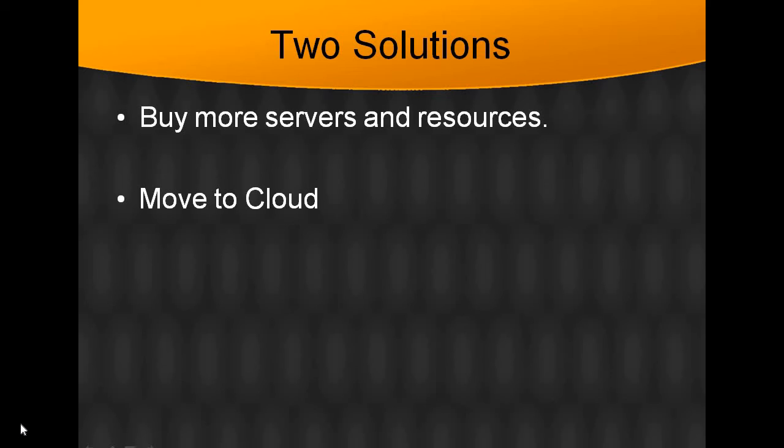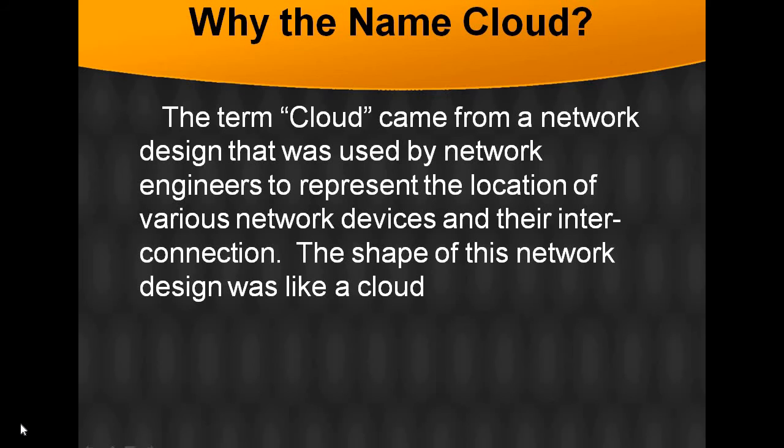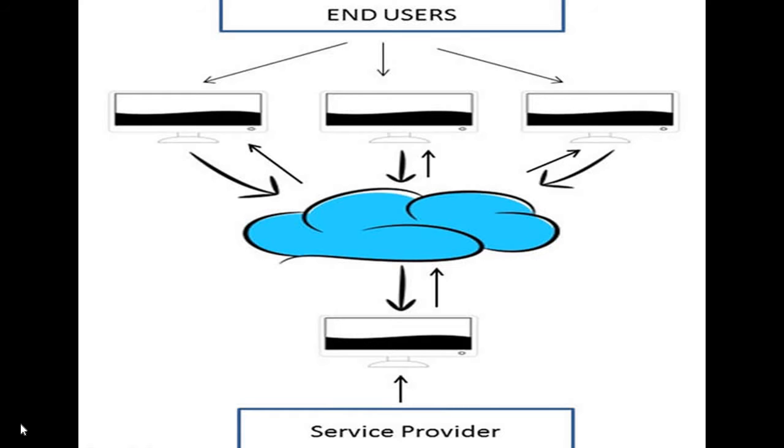Second solution is moving to a cloud. So the second solution is a better one. Why? Because buying more servers and resources will be very expensive. So the better solution is to move to a cloud. Why the name cloud? The name cloud came from a network design that was used by network engineers to represent a network of devices. The shape of this network was like a cloud.